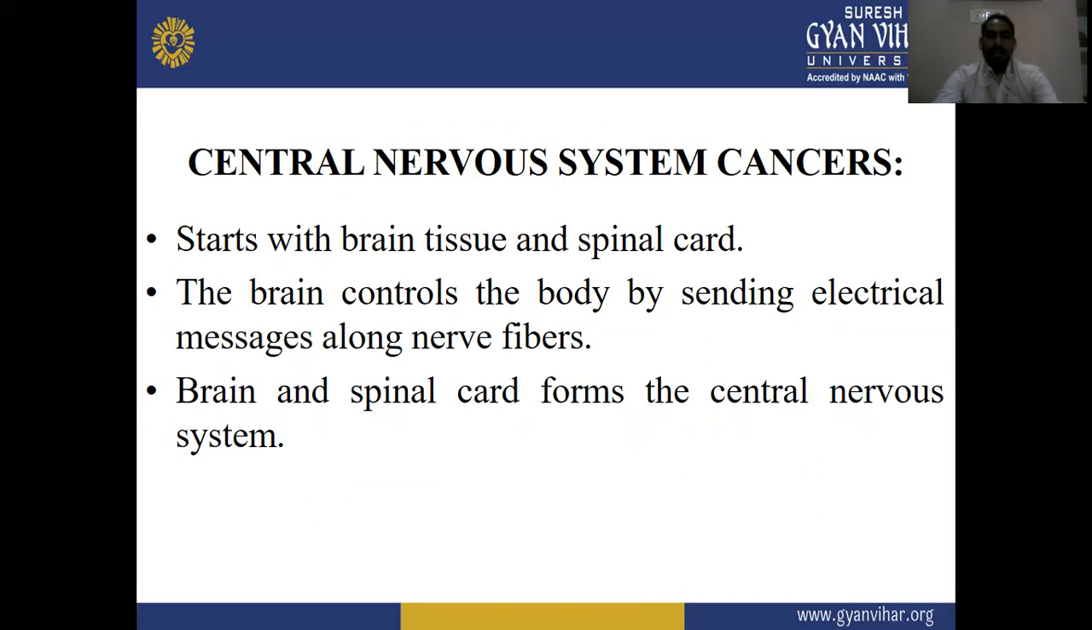Next one is central nervous system cancer, the CNS. CNS cancer starts in brain tissue and spinal cord, and the brain controls the body by sending electrical messages along nerve fibers. The brain and spinal cord form the central nervous system.